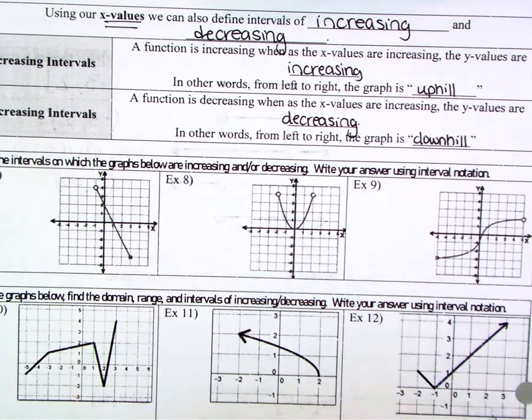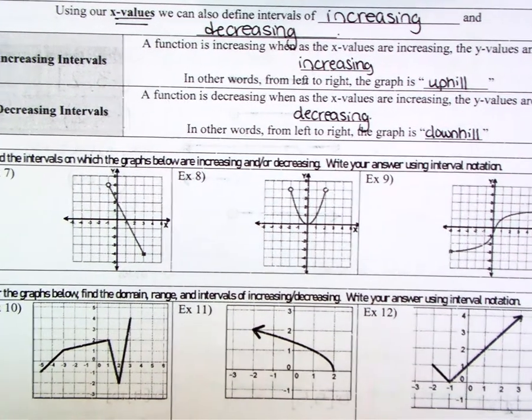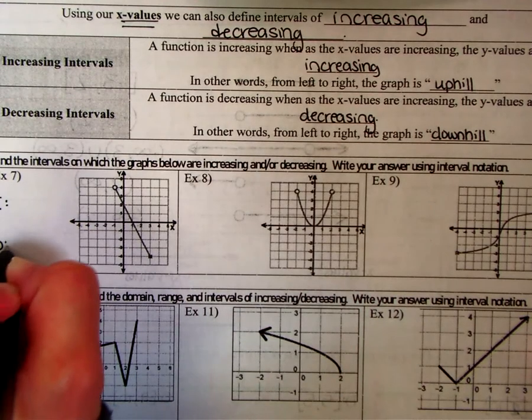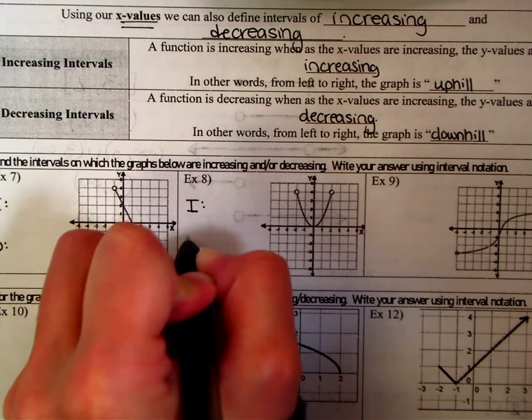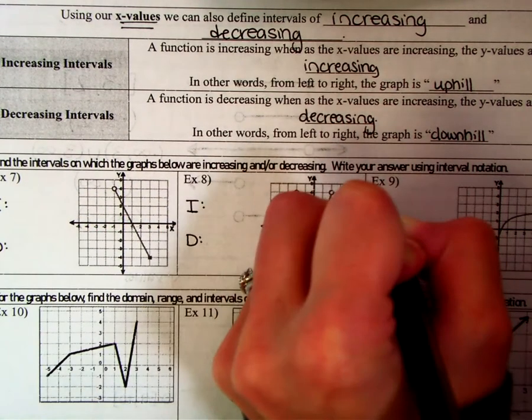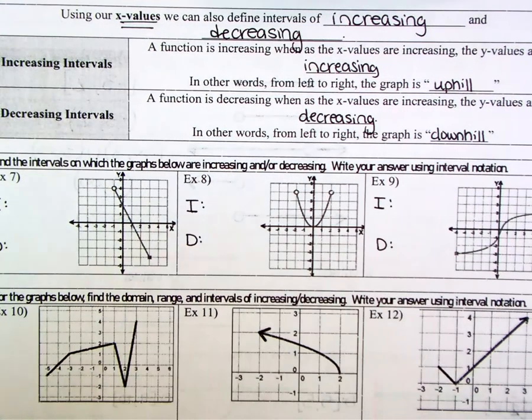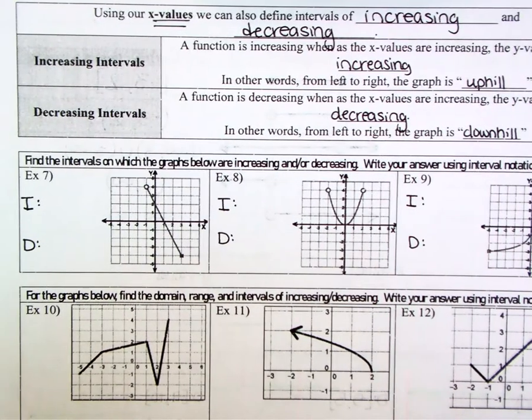So in example 7, 8, and 9, what we're going to do is just write our intervals for increasing and decreasing. And so if you wanted to, for extra practice, you could write out your domain and range. That's always a good thing to do, extra practice. But we're just going to do increasing and decreasing together.